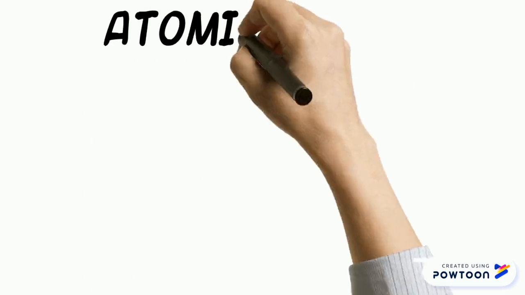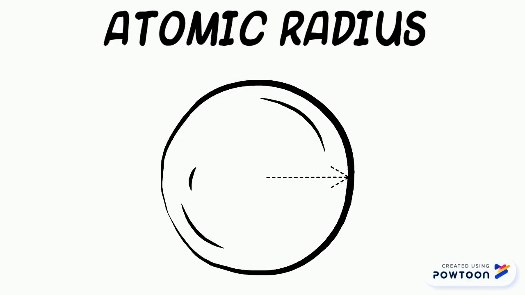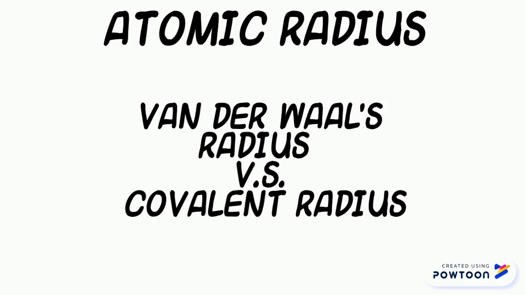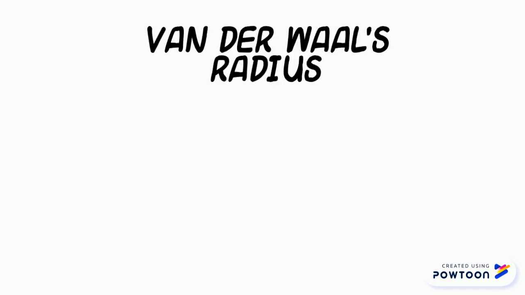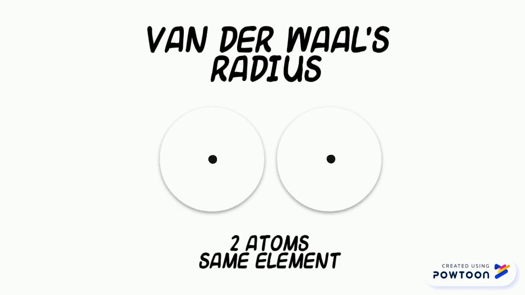Atomic radius refers to half the distance between the nuclei of 2 atoms of the same element. Atomic radius can be measured in 2 ways. Van der Waals radius can be found using 2 atoms of one element that are not bonded together. They are as close to each other as possible without bonding. Measuring the distance between the nuclei and dividing it by 2 will give us a radius.